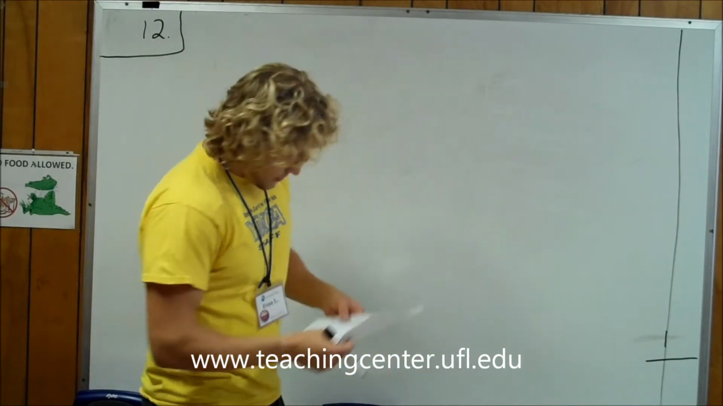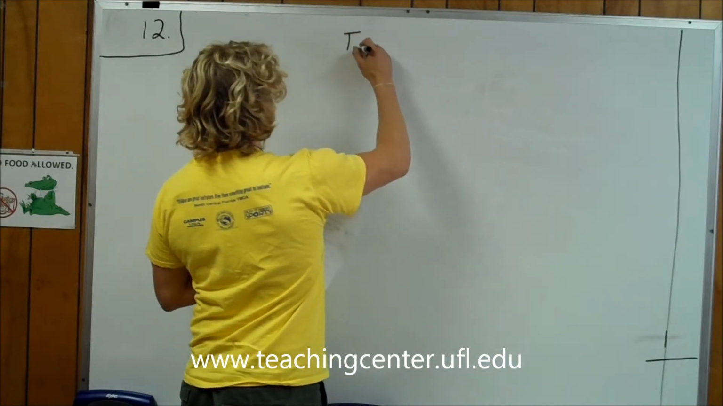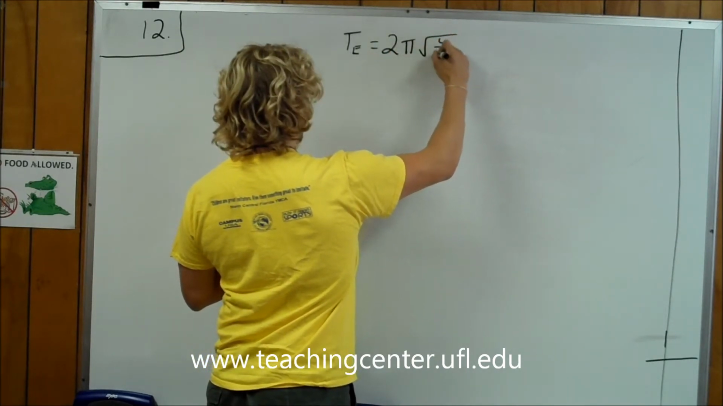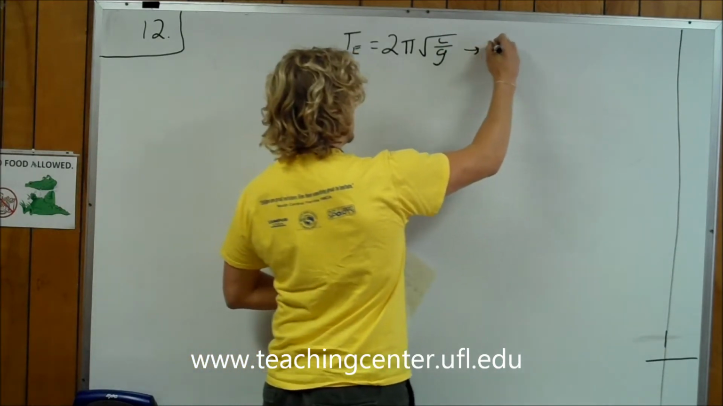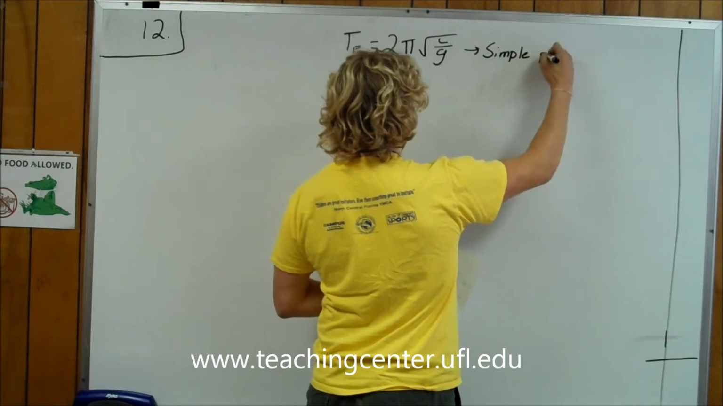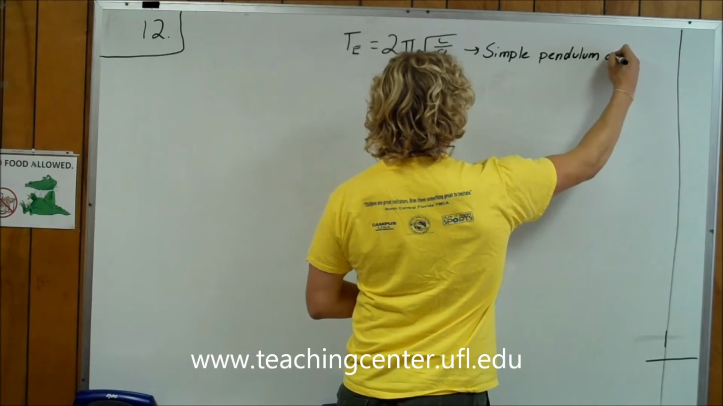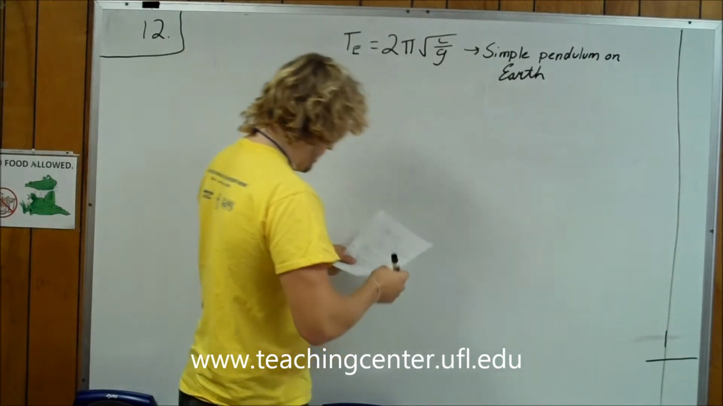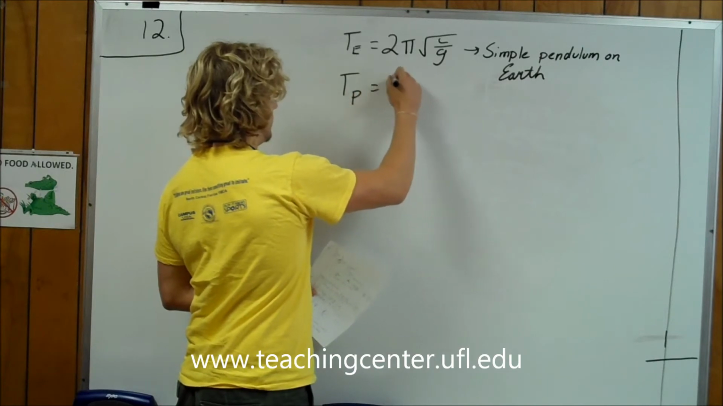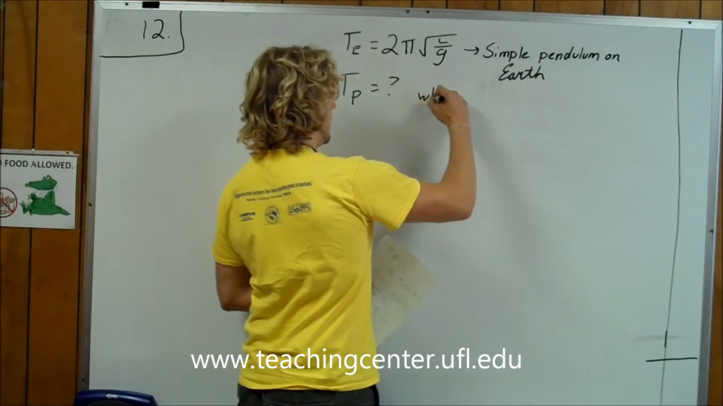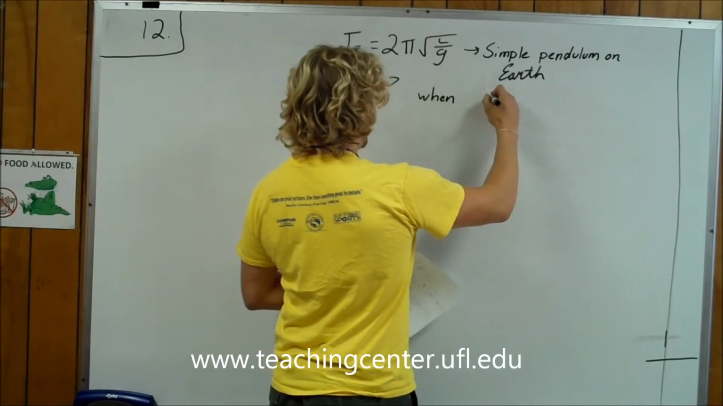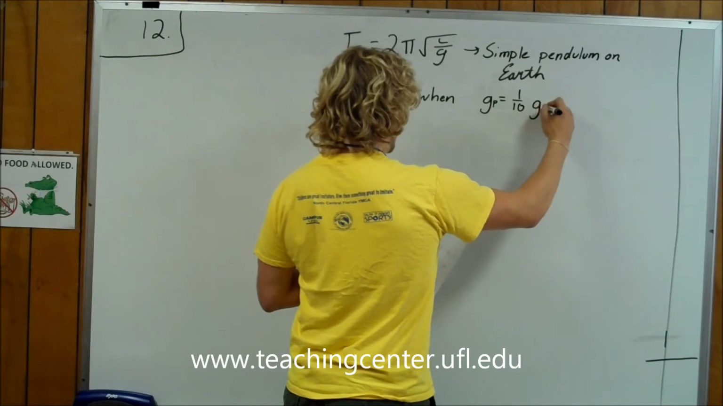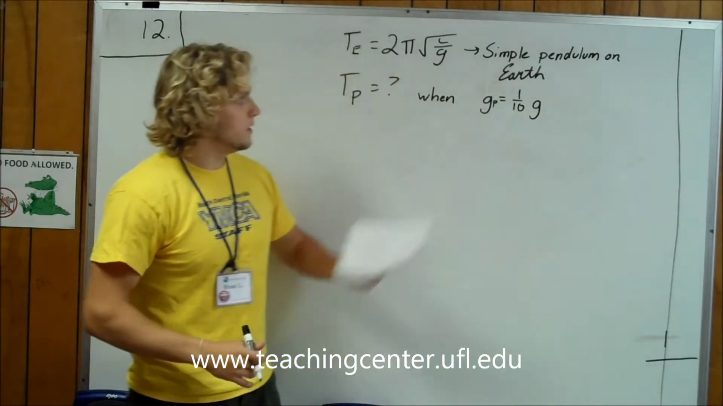So basically, we have T on Earth is equal to 2 pi times root L over g. And this is the equation that you have for a simple pendulum on Earth, right? Time period on Earth. Now, we're looking for the time period on a different planet, when g of the other planet is equal to 1/10 g of Earth.